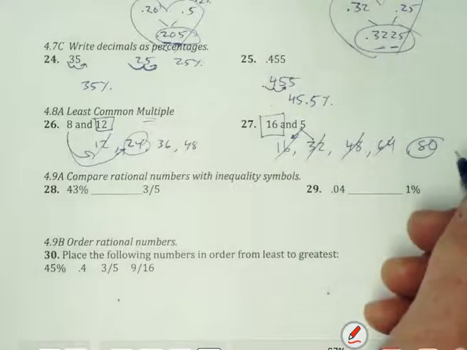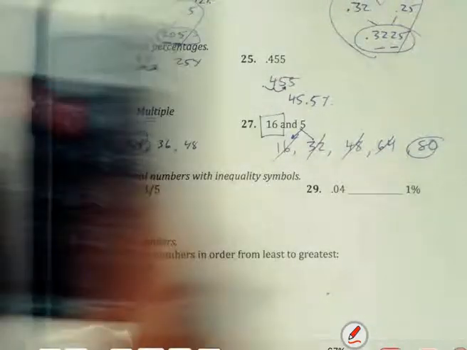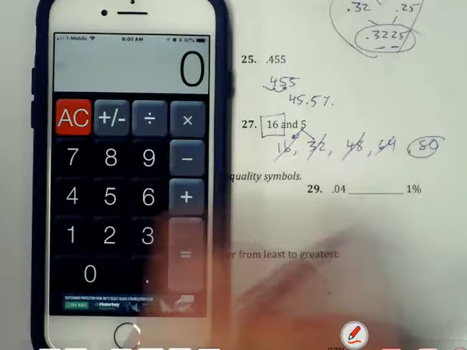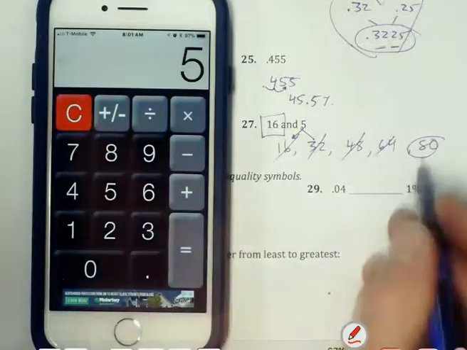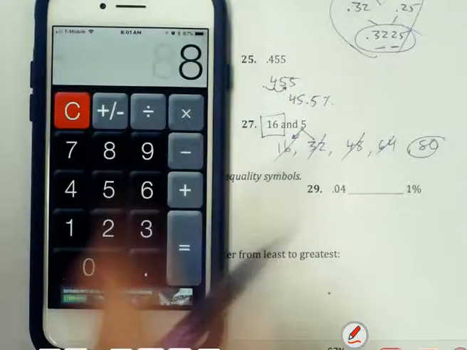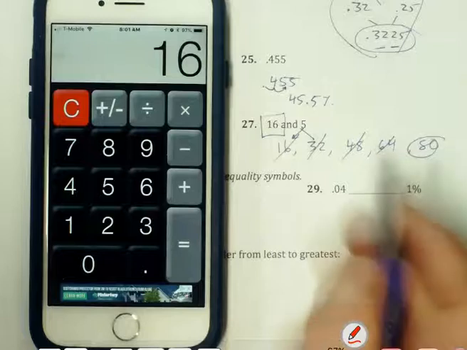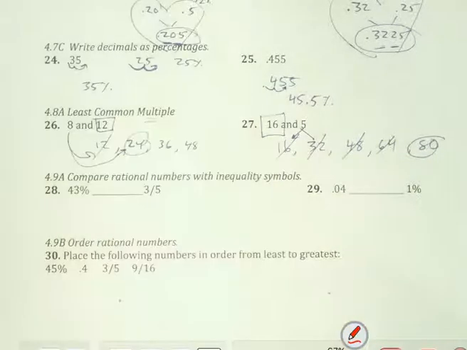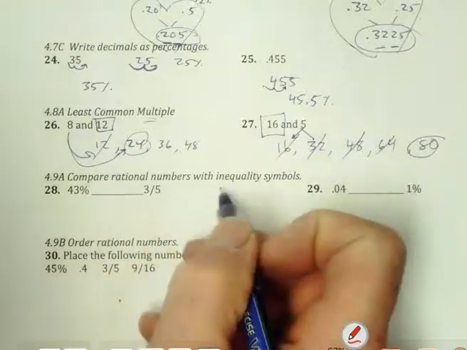All right, now let's just say that you're not positive. You think, well, how do I check my work on a problem like this? Pretty easy. Just try 80 divided by 16. Yep, I skip counted right. And you can also do 80 divided by 5. Wow, that's a factor pair, 5 and 16. All right, very good.